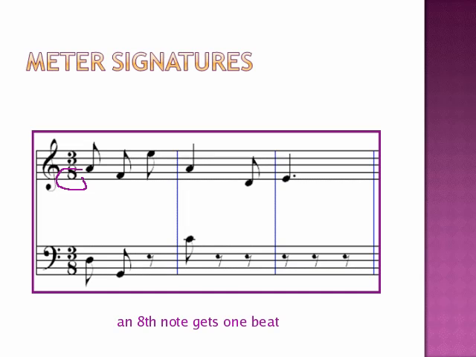So look at this meter signature. 3 beats in a measure, and an 8th note gets 1 beat. Previously, if I had 3 beats in a measure and a quarter note, I would need to put 3 quarter notes. But not now, because now an 8th note is getting 1 beat. Here's an 8th note, here's 2 8th notes, and here's 3 8th notes. Is that a complete measure if the meter is 3/8? Yes, it is, because that's 3 beats if an 8th note gets 1 beat.